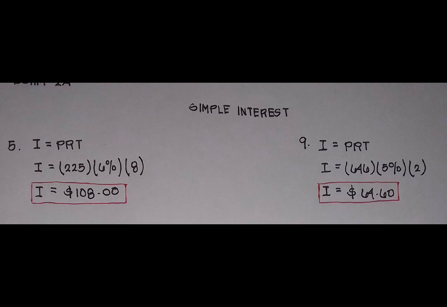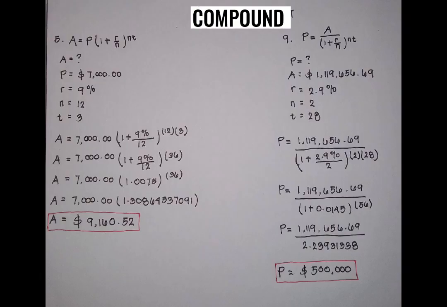Number 9. I is equals to PRT. Interest equals to principal, rate, and time. So all you need to do is to multiply 646 times 5% times 2 is equals to 64.60 US dollar.